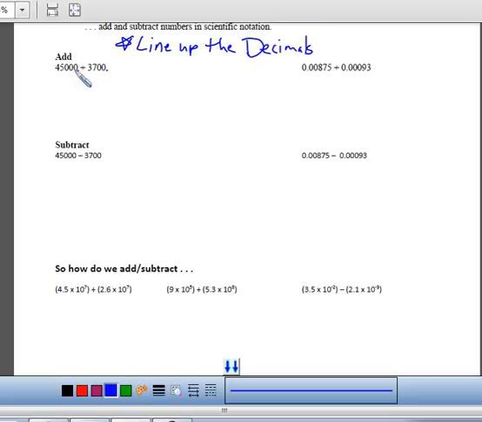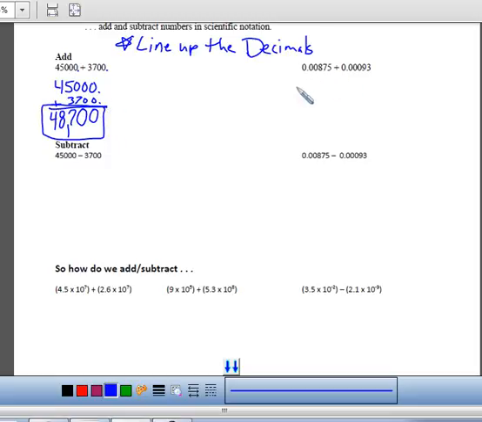So, I have 45,000, and the decimal is at the end. Now I have 3,700. Some of you might want to write this backwards or just recognize that we have 4 digits here. So I'll start right here and write the rest. We want to line up our decimals so that all our place values are lined up, and we can add these vertically. So 0 plus 0 is 0, 0 again, 7 plus 0 is 7, 5 plus 3 is 8, 4 plus nothing is 4, for a final answer of 48,700.